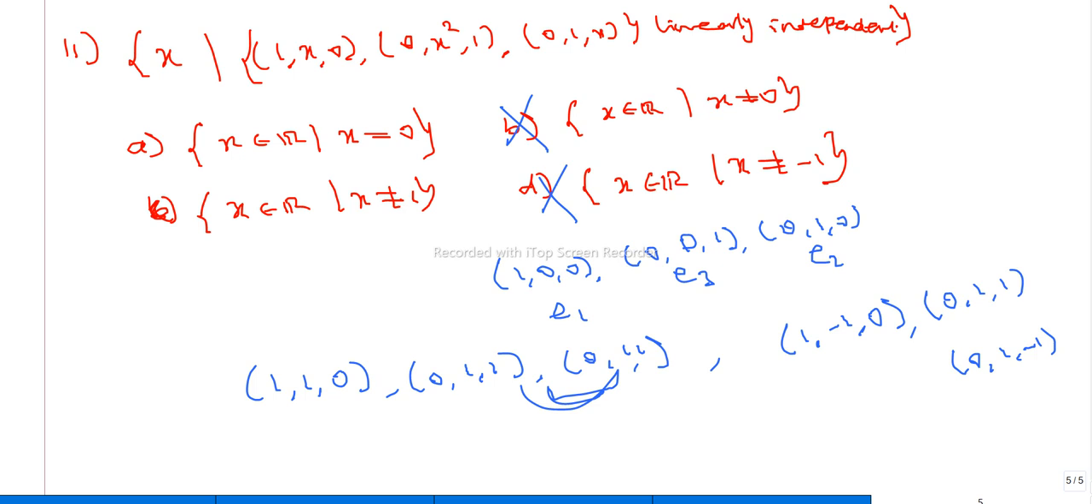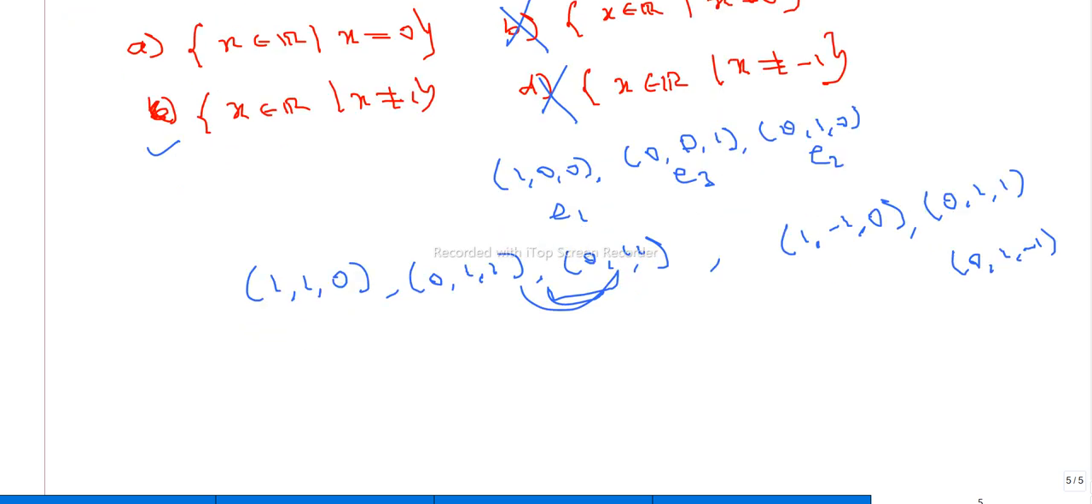So in this option C, 0 is also included. If you take these three vectors, are they linearly independent? How do we check whether these three vectors are linearly independent? If you take x equal to minus 1, we will get this one, right? So definitely minus 1 is in the set.